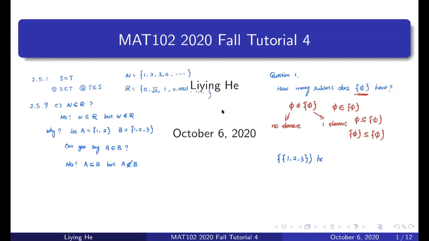One, okay? Has one element. The set {1, 2, 3} is an element of the set {{1, 2, 3}}. And the subsets would be the empty set and itself.